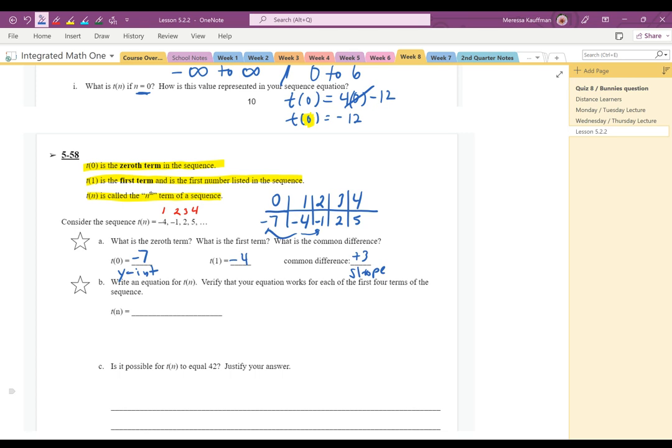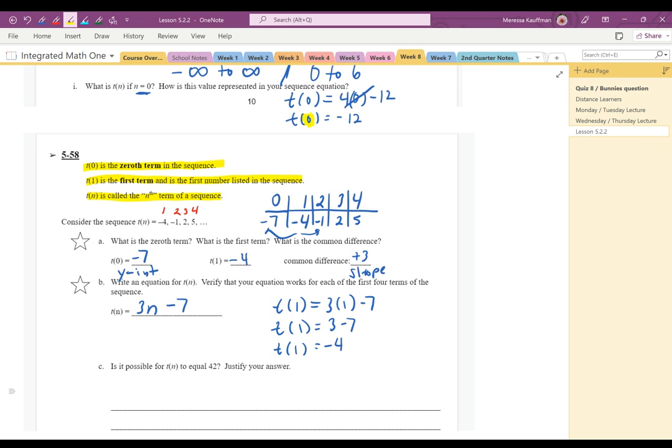So let's do that. So t of n should be our common difference, 3. Remember, instead of x, I'm just going to put n, minus 7, which is our y-intercept. But let's just verify with the first term and make sure it works. So t of 1 is equal to 3 times 1 minus 7. 3 times 1 is 3, huh, kids? Minus 7. So t of 1, 3 minus 7, is -4.